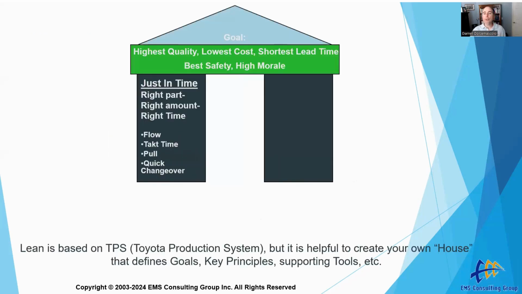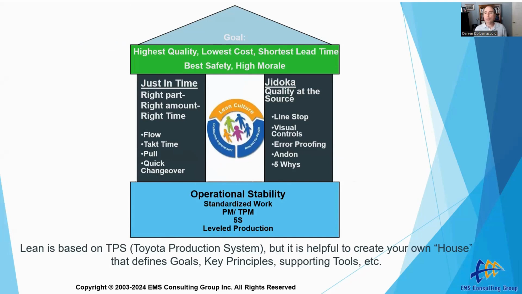Now, lean is based on the Toyota production system. And one of the things we encourage clients to do, and we can help them do that, is to create their own sort of house diagram. Now, this is the Toyota production system house diagram. There are different versions of this, but they generally include at the very top and the roof of the house things like quality, cost, lead time or delivery, safety, and morale. Or employee involvement, engagement might be another word that we use there. Those are the goals. Those are the things that we're trying to support through this system.